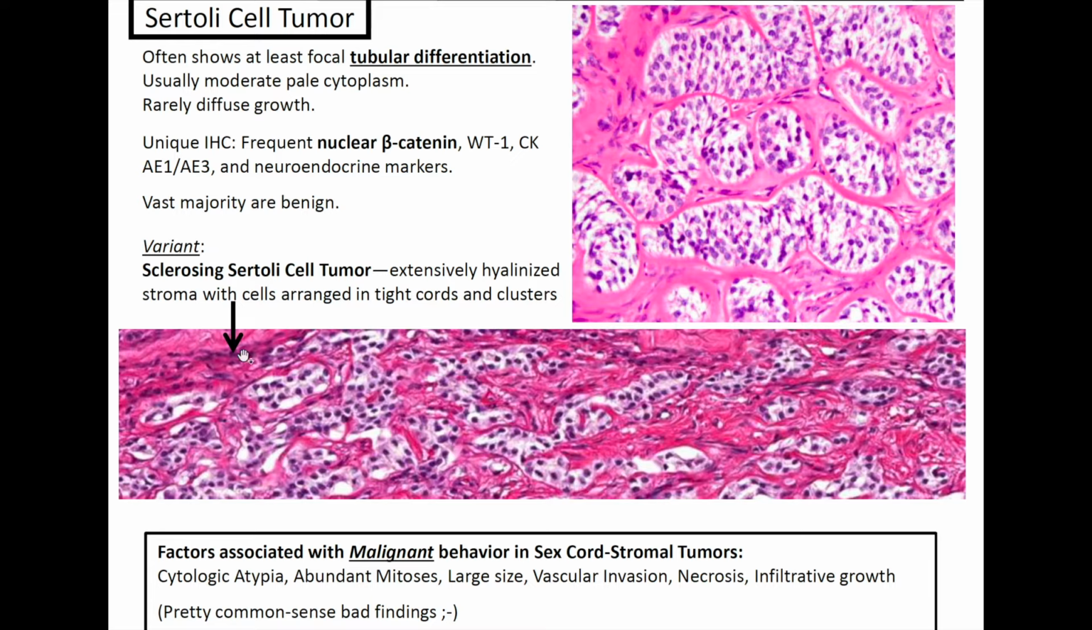which can have extensively hyalinized stroma, as shown below, with cells arranged in tight cords and clusters. Some factors associated with malignant behavior in sex cord stromal tumors include cytologic atypia, abundant mitoses, large size, vascular invasion, necrosis, and infiltrative growth. As noted, these are pretty common sense bad findings in general in pathology. If you're seeing cytologic atypia, a bunch of mitoses, vascular invasion, necrosis, infiltrative growth pattern, usually not a good sign as far as malignant potential.